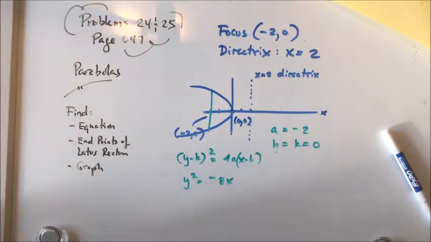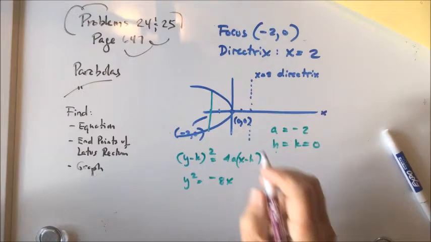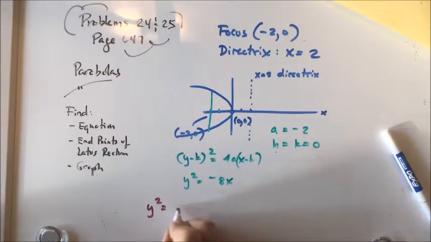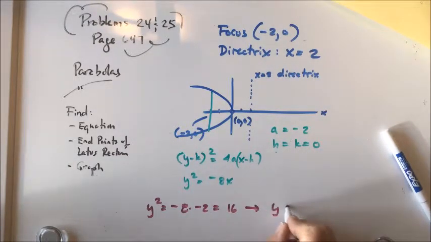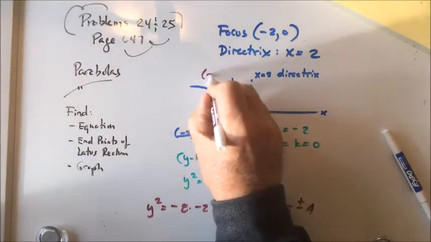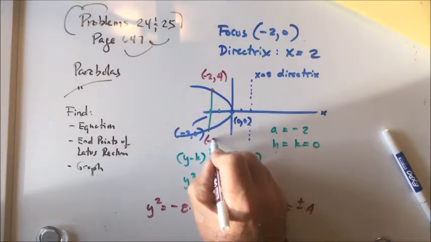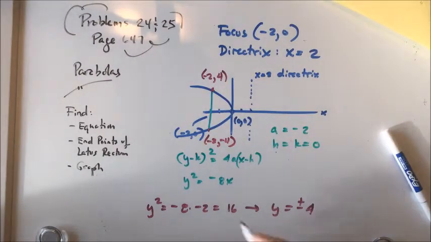All I have to do now to finish things off, because we've done the graph, is to insert x is equal to -2, and I will say that y squared is equal to -8 times -2, which is 16, which says that y is equal to plus and minus 4. And so this point right here is -2, 4. There's a minus sign right there. And that point is -2, -4. And that resolves and completes these two problems.